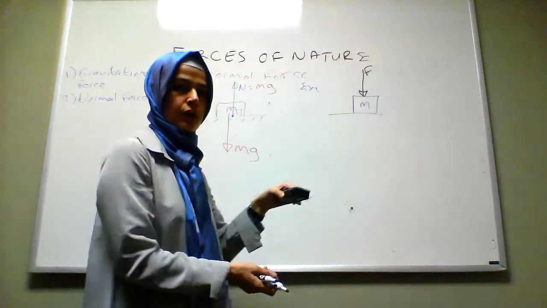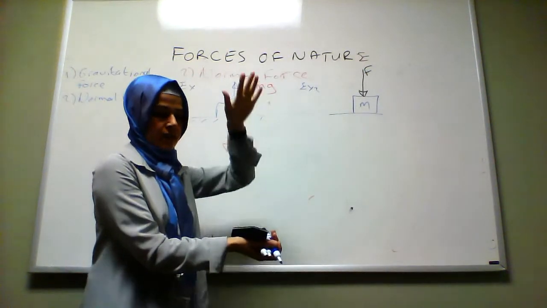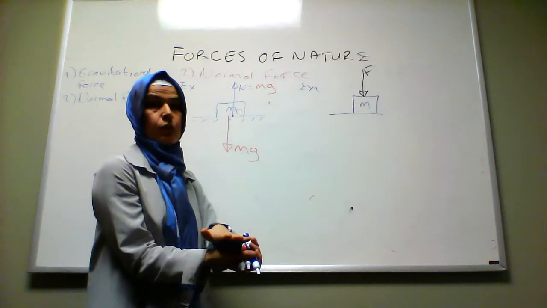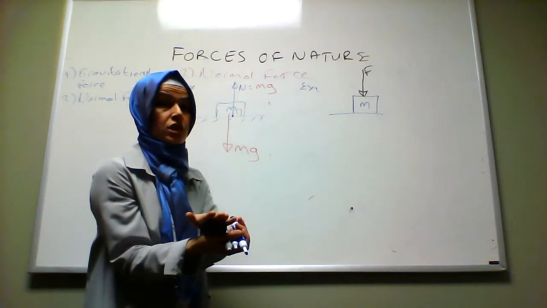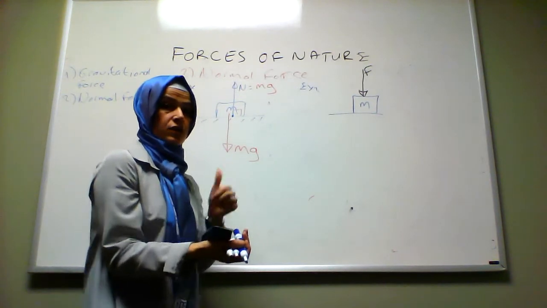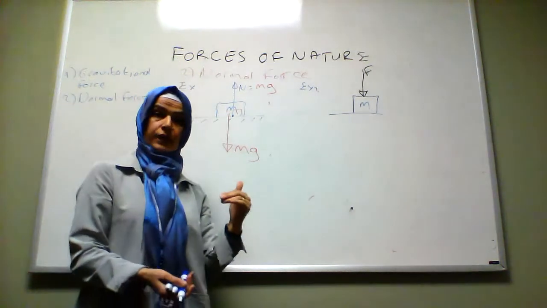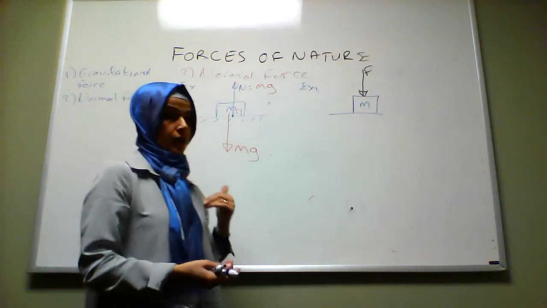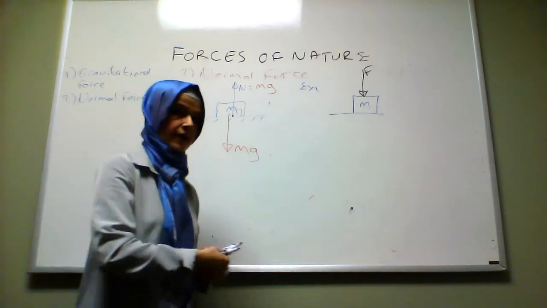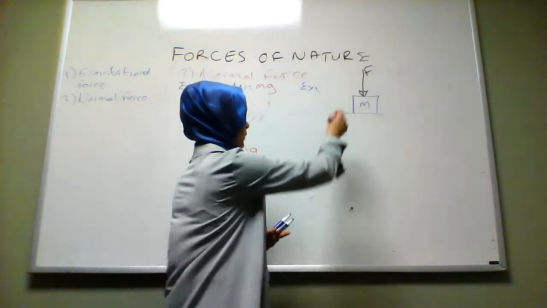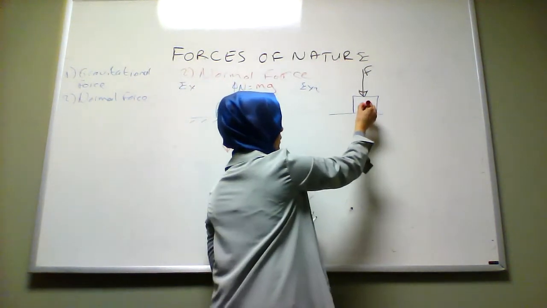This is my object. I put it on a surface. There's mg. And if I extra push it with another force, this is adding up with mg. The surface now has two force effects acting on it, and the reaction force will be equal and opposite in direction to the total perpendicular force acting on the surface.